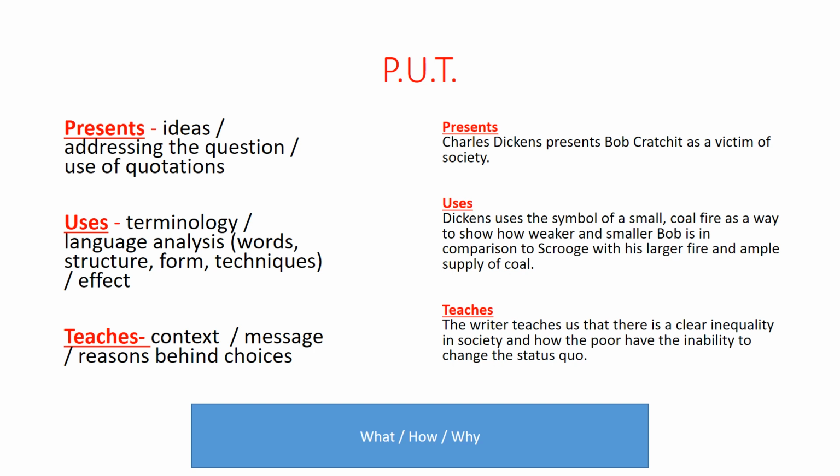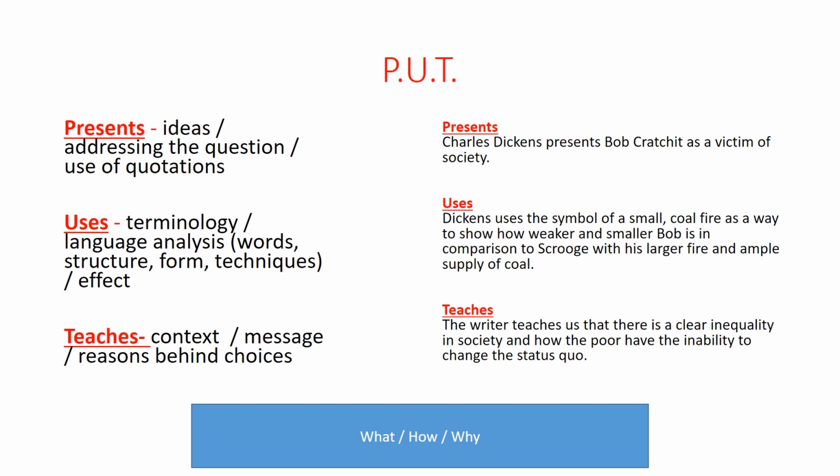As mentioned before, these are the threads that you want to have in your writing. Now we don't want to make it so there's a clear paragraph structure, but really what you should be doing is talking about the way the writer presents the topic, what the writer uses to show that topic, and what the writer is trying to teach us. So presents, uses and teaches. This video is going to look at the uses bit.